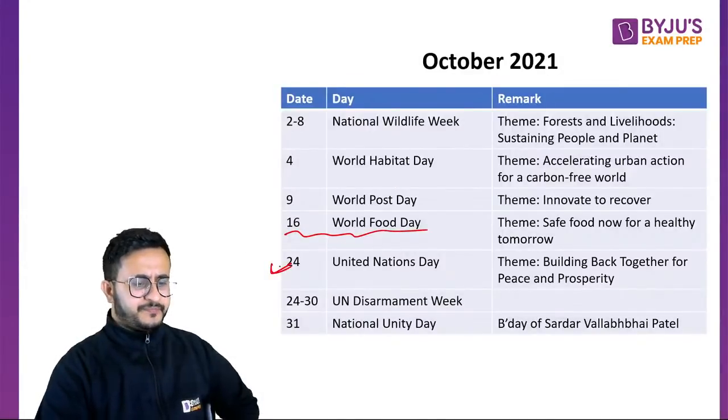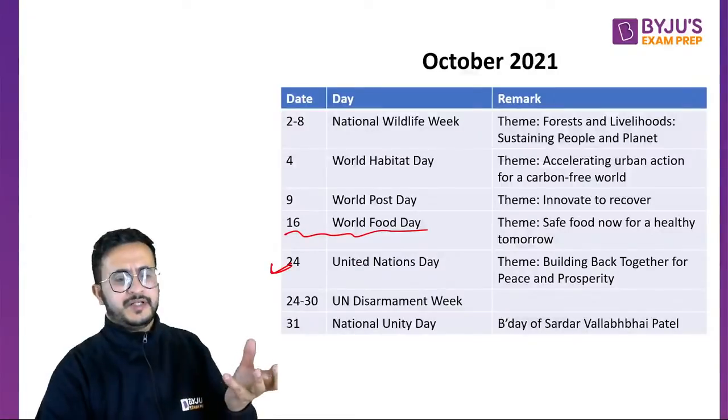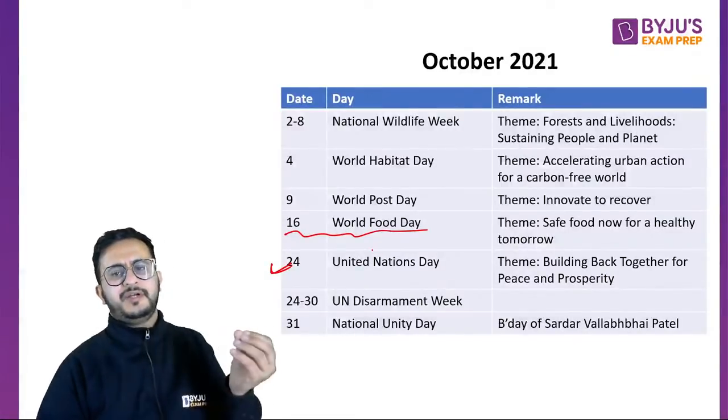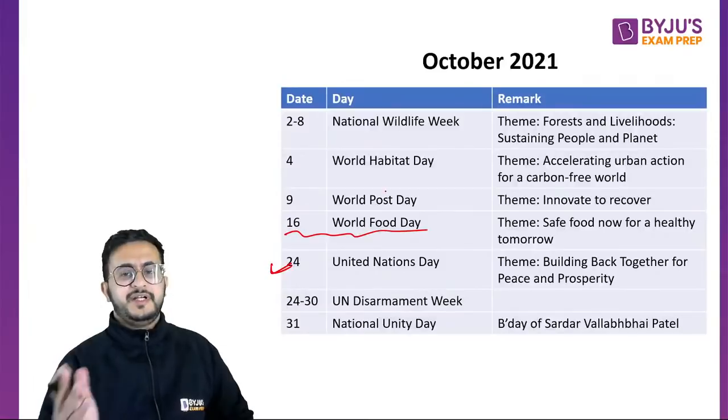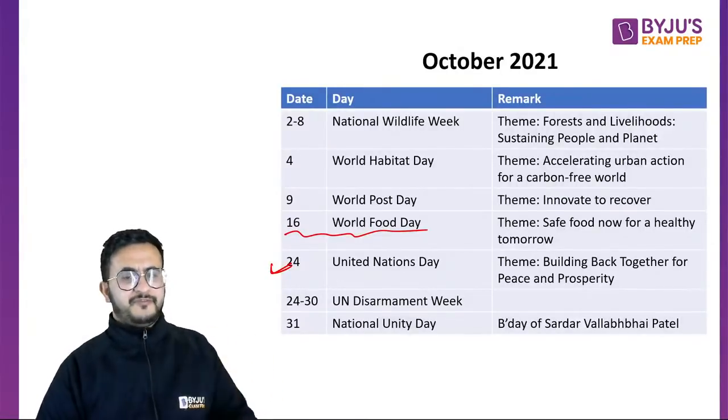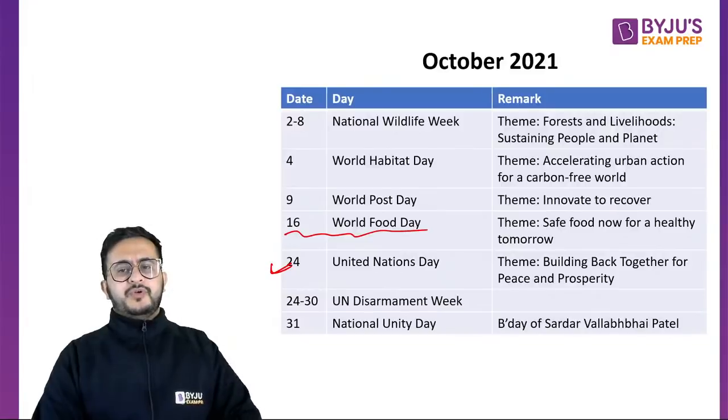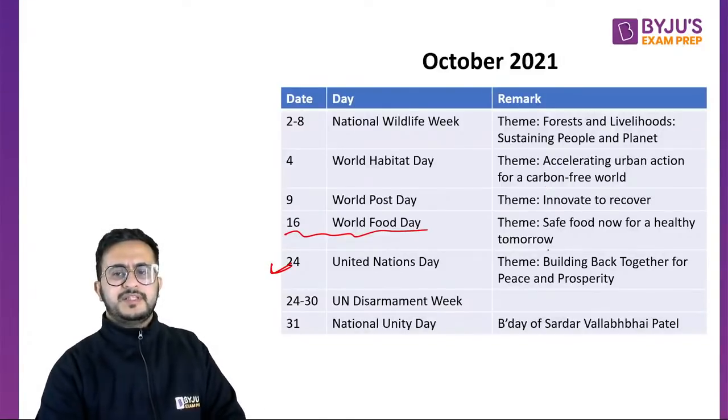United Nations Day. So for important dates like these, they might not ask you the theme, they might ask you when this day is observed. So these are some important days that you must be aware of. There are several other days, but I've picked the important ones. This was the theme this time, building back together for peace and prosperity.